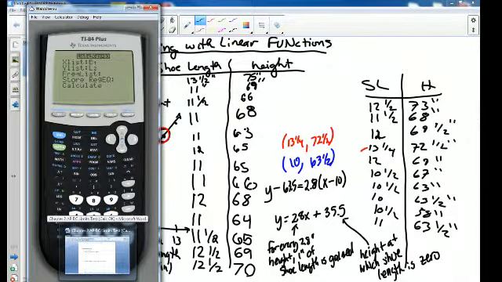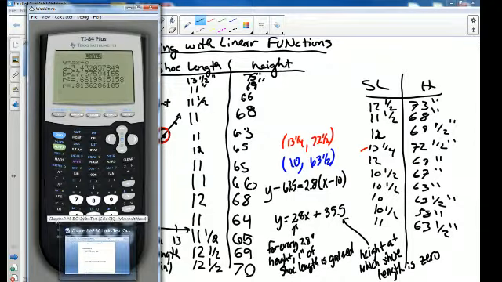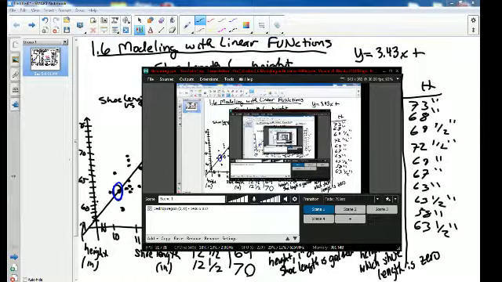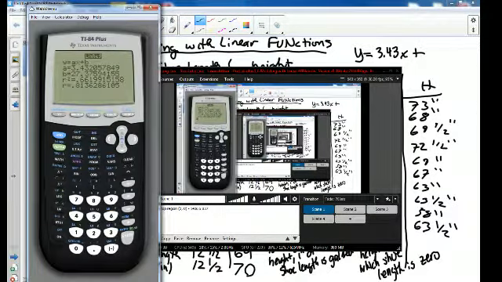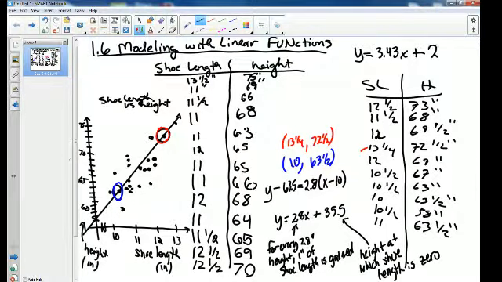Stat, calc, LinReg. We are in list 1 and 2. We just need to go down to calculate, hit enter, and you get your calculator equation. Okay, 3.43x plus 26. We should all have the same equation.